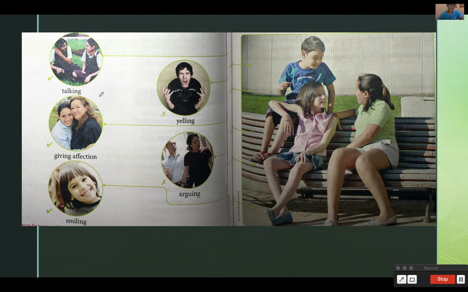Miren, por ejemplo, talking, hablar, when you are yelling, que estás enojado, giving affection, darle afecto a alguien, un abrazo, un jalón de pelo, arguing cuando estás molestando, que tú estás molesto, smiling cuando estás feliz.